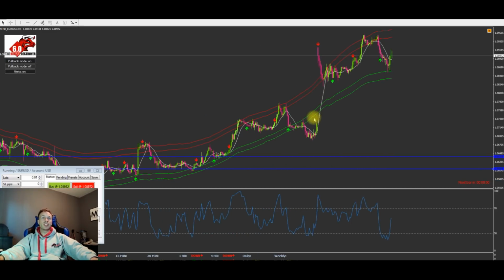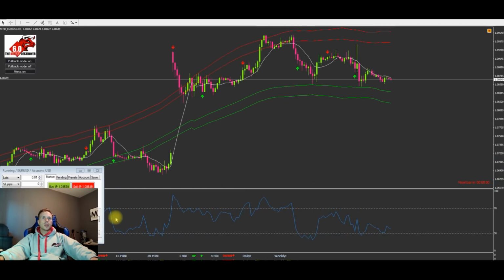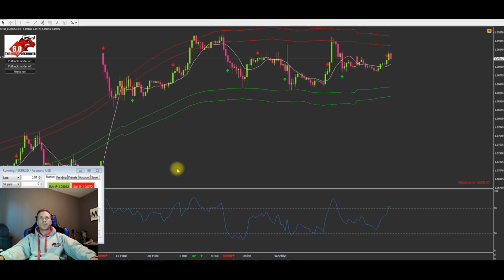Okay, just because look at the big jumping gap. You don't want to be trading when the market's like that. So we continue up.